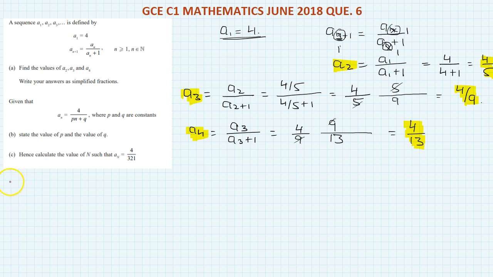Now part B and C. Let's see what part B is. Write your answer in simplified. Okay, we have already done that. Given that An is equal to, now there's another formula, An is equal to 4 over Pn plus Q. So state the value of P and the value of Q. So we have to find the value of P and Q. 4 is known, P we don't know, Q we don't know, A we don't know, n. Okay, let's put n is equal to 1.